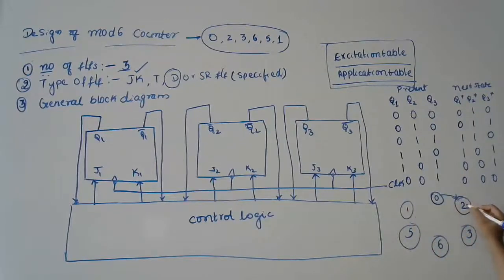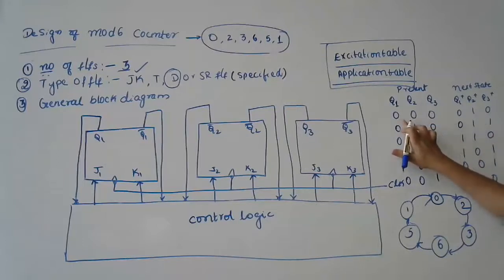From 0, I'm going to 2. From 2, I'm going to 3. From 3 to 6. 6 to 5. 5 to 1. And 1 going back to 0. So this is the sequence I want to generate. So if this is my present state, then I expect my next state to be this.